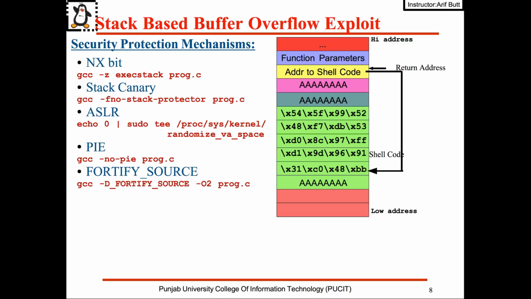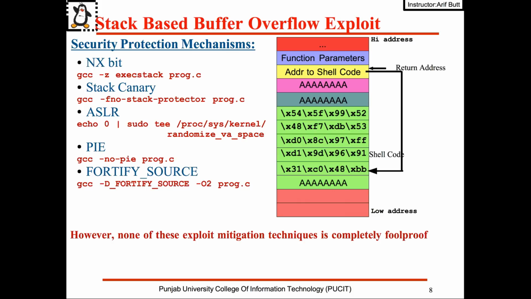Always try to compile your program with the -D_FORTIFY_SOURCE macro, and this macro works only if the optimization is greater than 1. So you need to give -O2 over here if you want to use this macro. Well, last but not least, none of these mitigation techniques is completely foolproof, so they all can be violated.